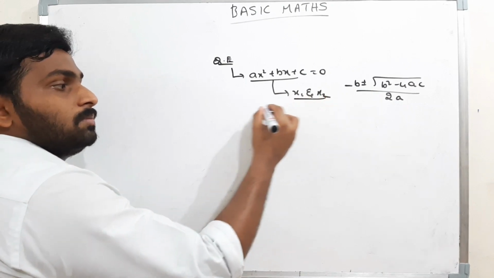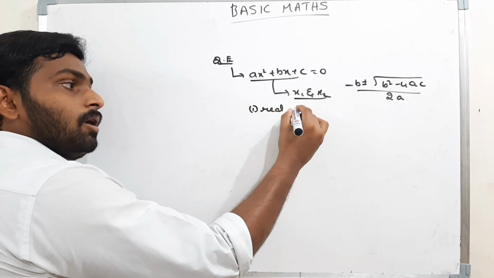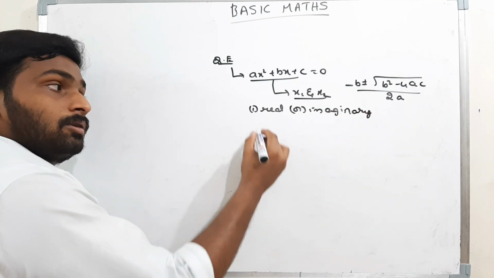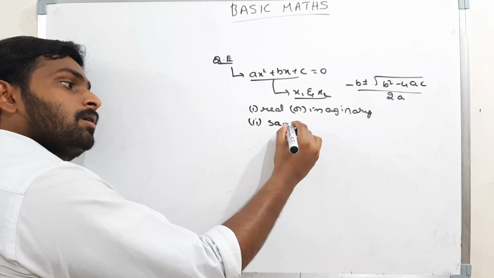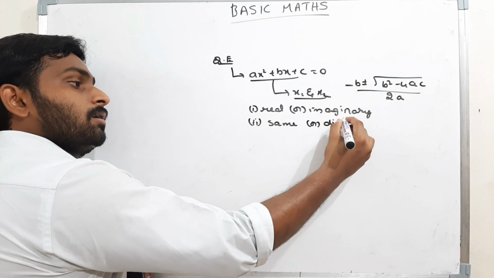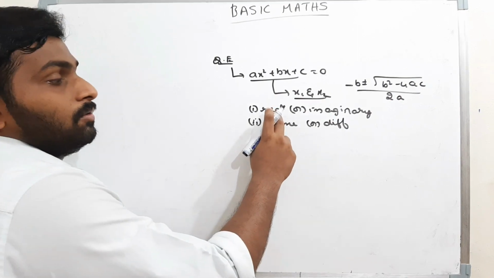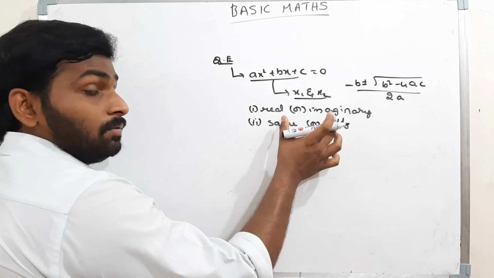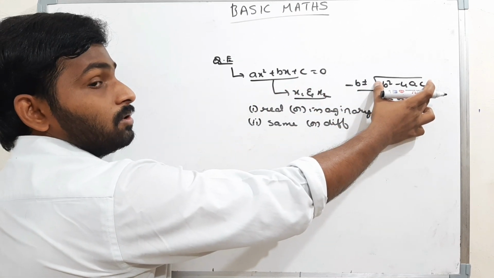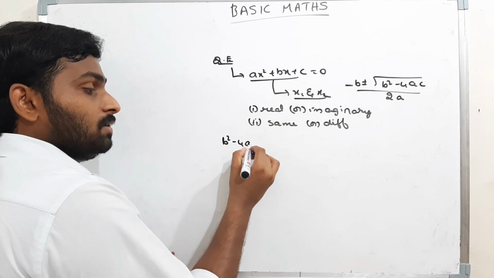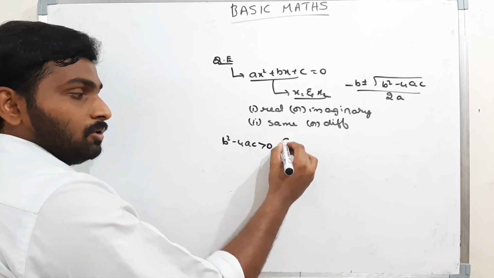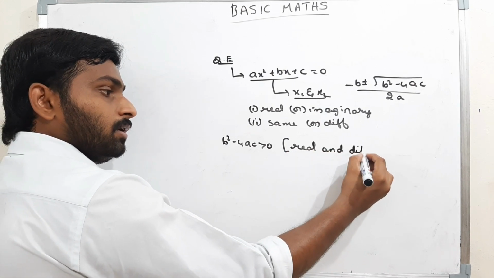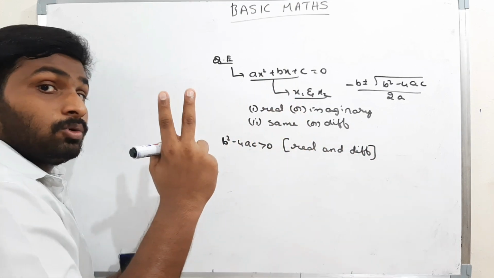Now the roots may either be real or they may be imaginary, or the roots may be either the same or different. Now we will see when they will be real, when they will be imaginary, when they will be the same and when they will be different. I can find that by using the value b square minus 4ac, that is the discriminant. If it is greater than 0, then the roots are real and both are different. That means the equation is having two roots.